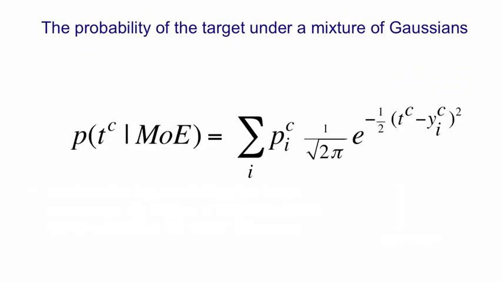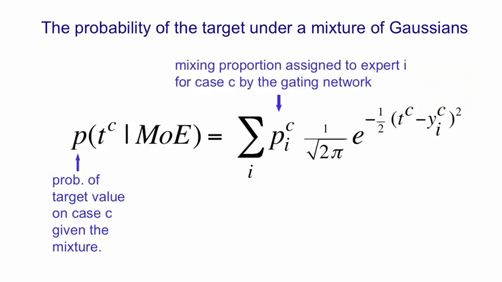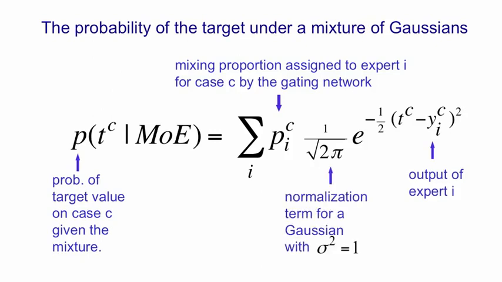So that leads to the following model for the probability of a target given a mixture of experts. The probability is on the left, and it's the sum over all the experts of the mixing proportion assigned to that expert by the manager or gating network, times e to the minus the squared difference between the target and the output of that expert, scaled by the normalization term for a Gaussian with a variance of 1. And so our cost function is simply going to be the negative log of that probability on the left. We're going to try and minimize the negative log of that probability.